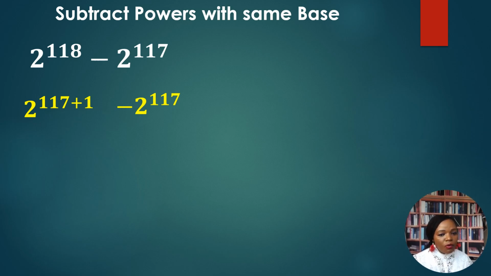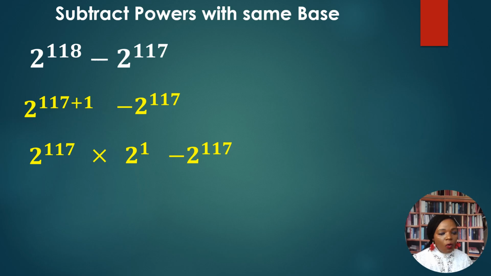So the first term will become 2 to the power of 117 times 2 to the power of 1. Remember, when we are multiplying powers with the same base, you simply add the powers. So if we add the powers, we get back to where we started, 2 to the power of 118, minus 2 to the power of 117.